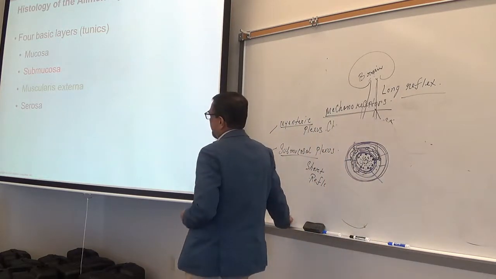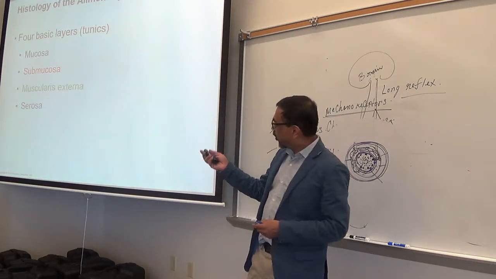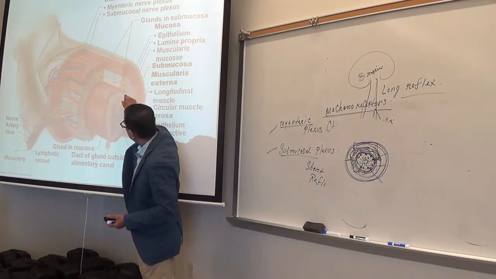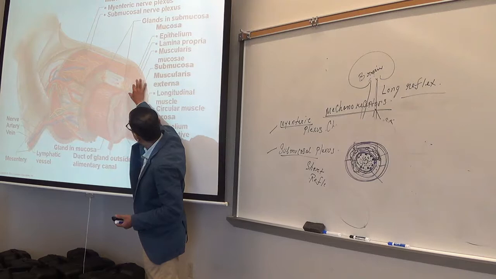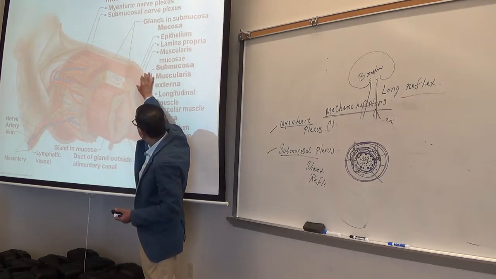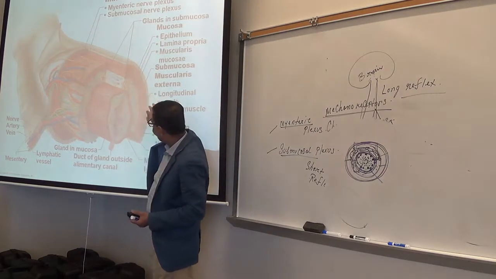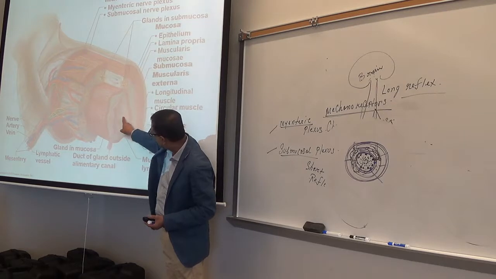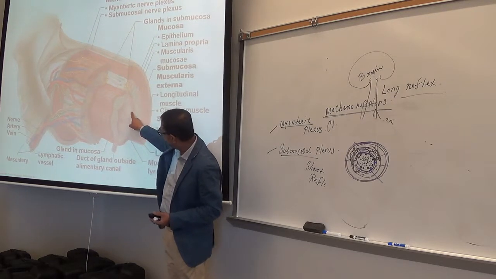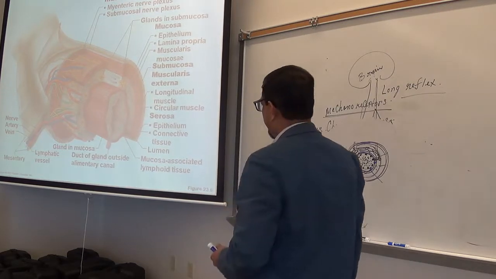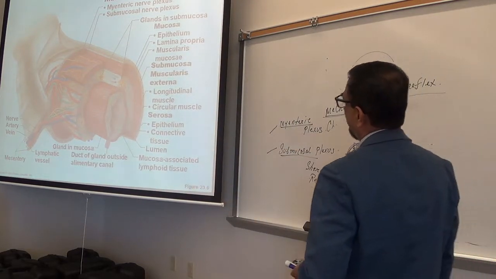Okay, so first we'll see mucosa. This part is the mucosa, and this is submucosa. This is muscularis externa, you see the red muscle, and the outermost is the serosa. Now, if you see the mucosa here, you see one, two, three layers. So we'll see what those three layers of mucosa are.